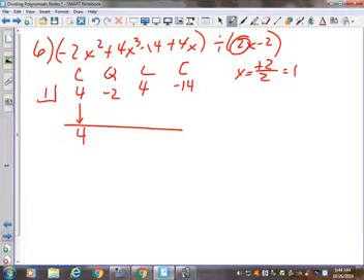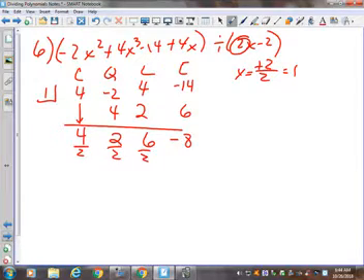So I bring my 4 down. 4 times 1 is 4, and that adds up to 2. 2 times 1 is 2, that adds up to 6. 6 times 1 is 6, and that adds up to -8. And as you see again, if I divided 2 into 4, it would go 2 times. But it ends up with a 4 in front instead of being a 2. So I've got to divide everybody by 2. Even if that box isn't a fraction, if there's a number in front of x, you have got to divide by it.